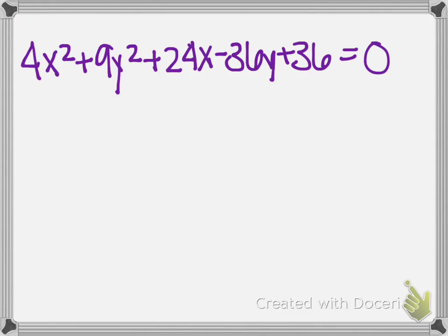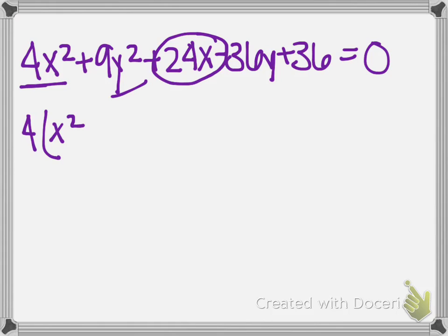So the first thing you want to do is, we'll start with the x's. You put the coefficient of x squared on the outside of the parentheses. So 4 goes on the outside and x squared goes on the inside. And the next part is you'll find the coefficient of x, which is 24, and you want to divide that by the number that's on the outside of the parentheses. So that's 4. 24 divided by 4 is 6. So you add 6 to the equation. And then you want to half 6 and then square it. So half of 6 is 3, and once you square that, that's 9.